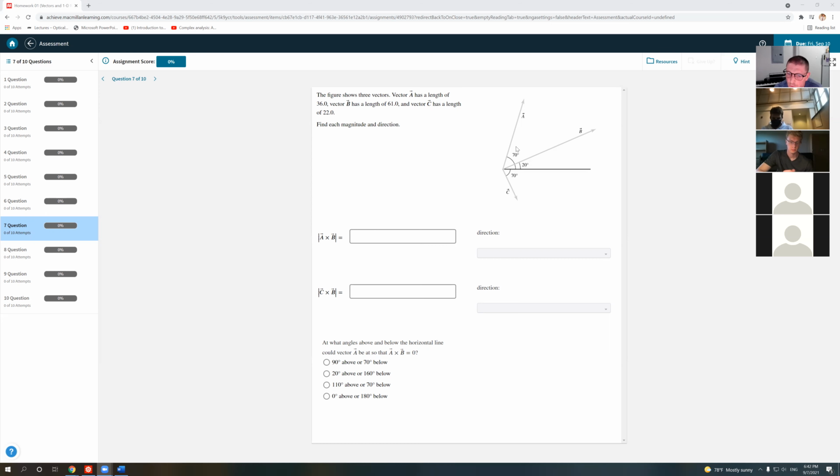Let's focus on A cross B. You take your right hand, you line your fingers up in the direction of A, you curl them towards B, and then your thumb points in the direction of the result of the cross product. So for A cross B, which direction is that? Is that into the screen or out of the screen? Out of the screen? It's into the screen. So B cross A would be out of the screen.